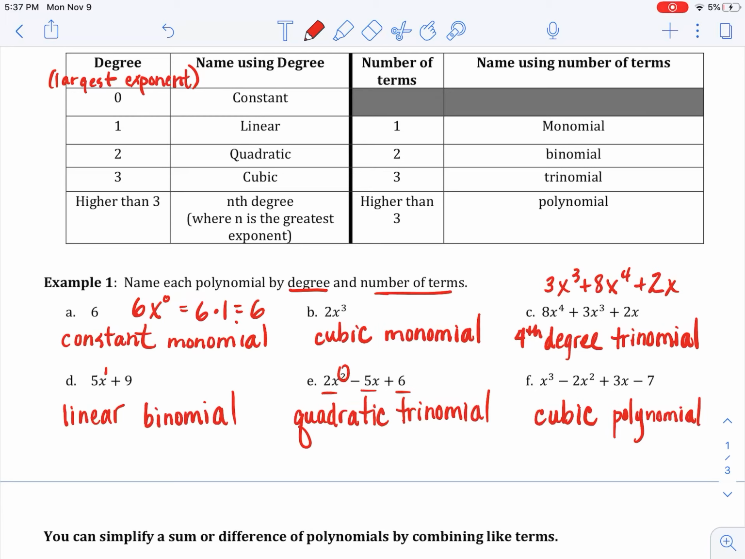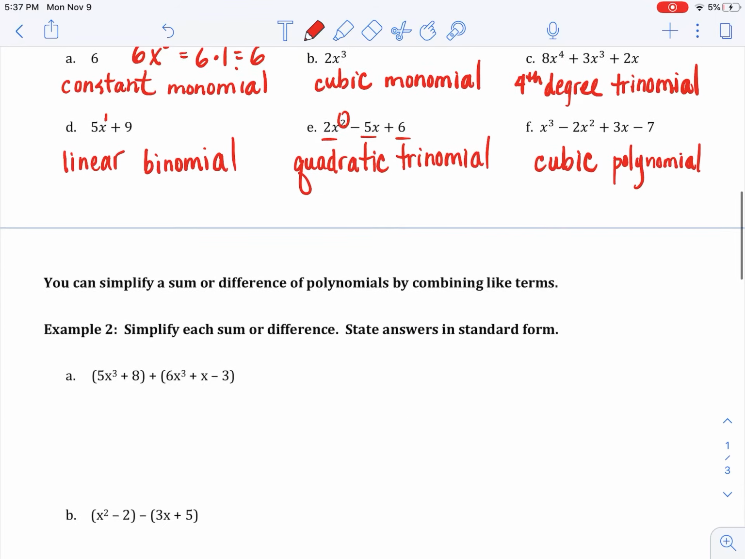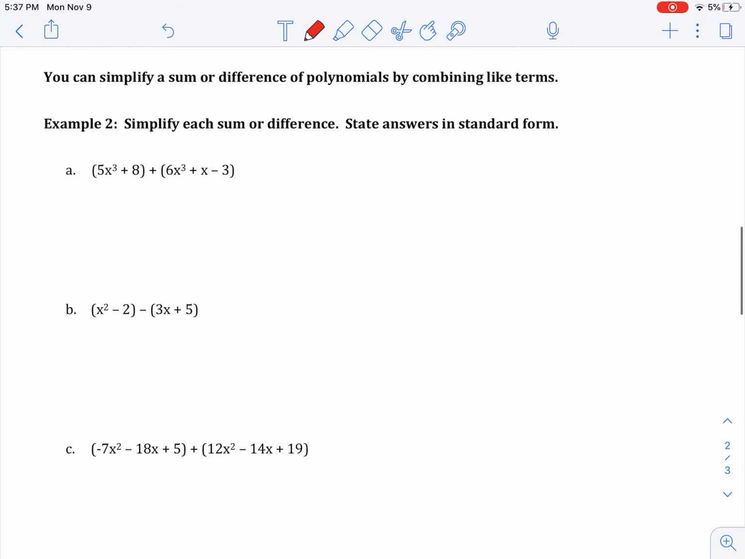Okay, so on tonight's homework, I'm not sure how they're written, but always look for the largest exponent and then count the number of terms. All right, so that's one thing we're going to ask you to do tonight. The next thing we're going to ask you to do is simplify a sum or a difference of polynomials. And we do that by combining like terms.